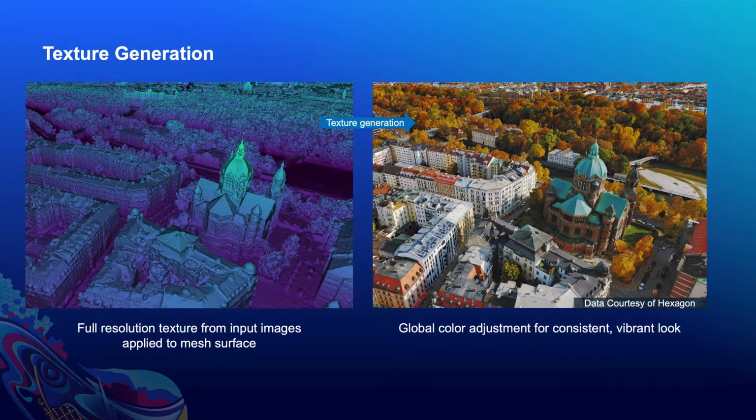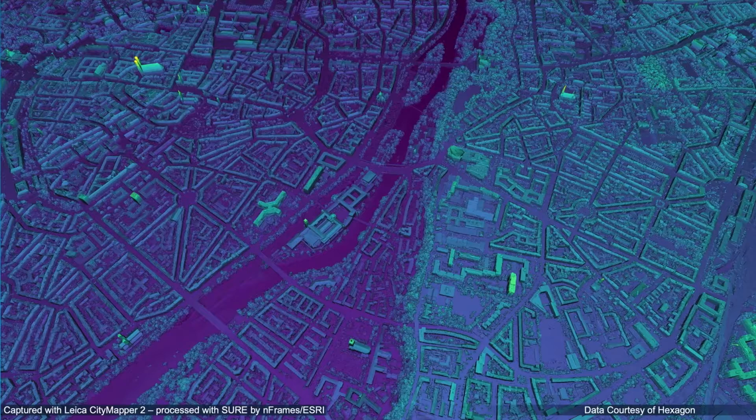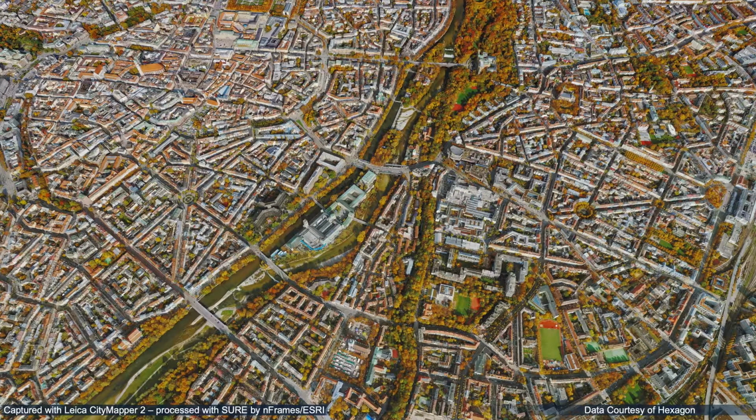On top of that, we do a global color adjustment for a consistent and vibrant look all across the data set. Here, for example, you see a data set that we have recently processed that had been captured with the Leica CityMapper 2. We can see the city of Munich and the mesh geometry. It's already a very nice data set, but it becomes so much more when we apply the texture on it. It just looks so much more photorealistic and more graphic.